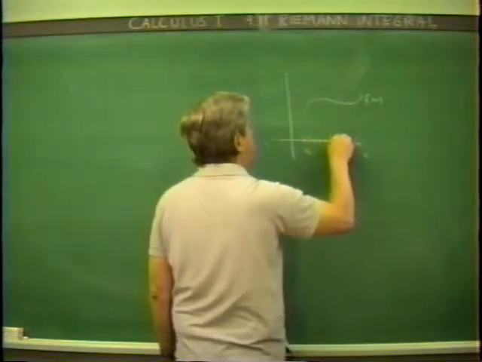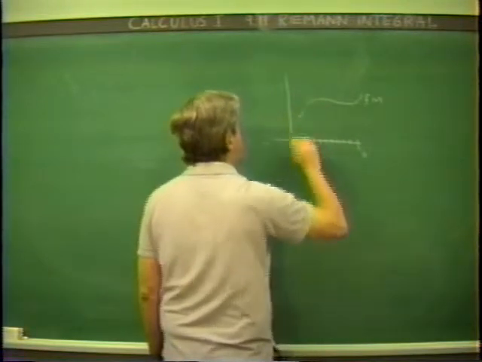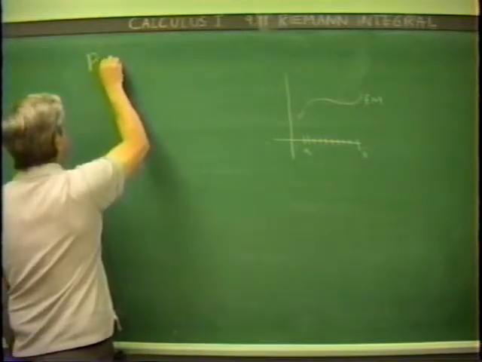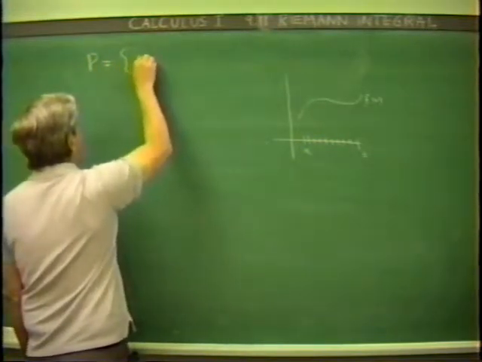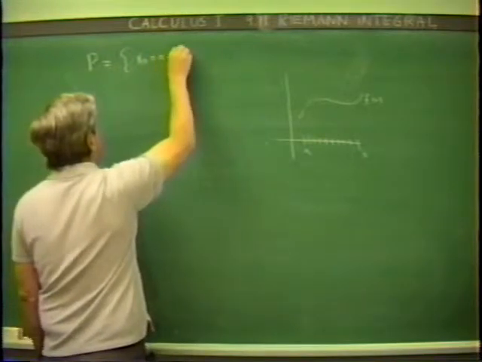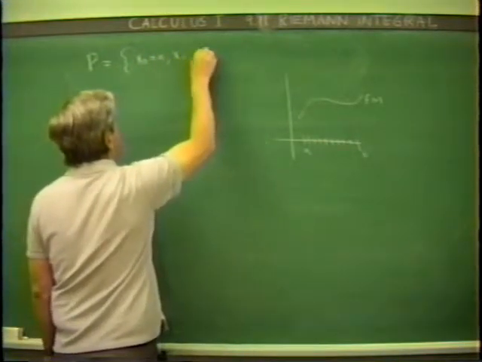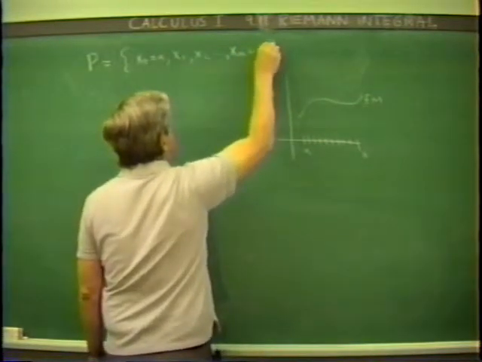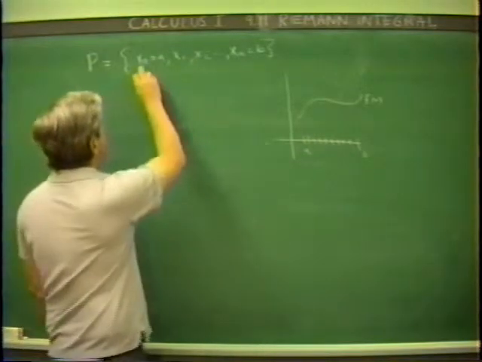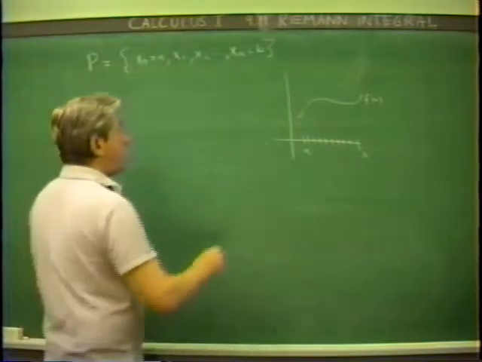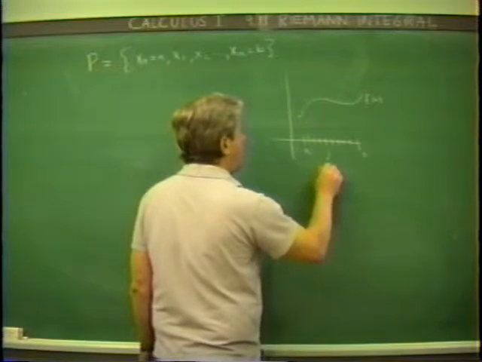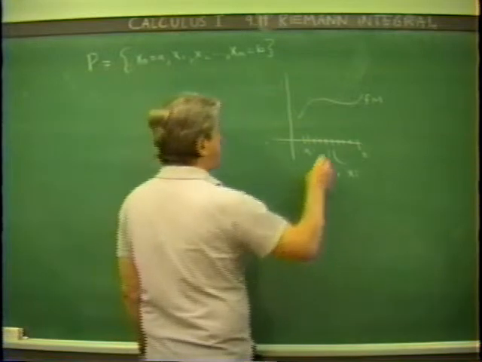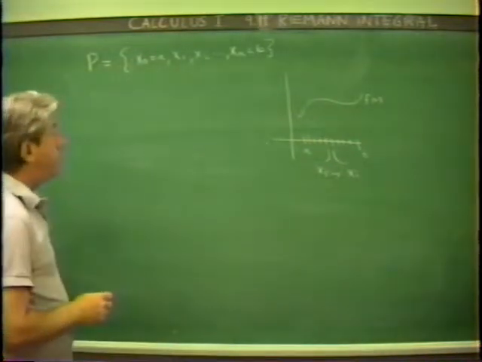taking a function f of x on an interval a, b, and partitioning the interval like so. So a partition P is going to be a collection x0, which is a, x1, x2, up through xn, which is b, with each one of these less than the next. The general elements in here are going to be the (i minus 1)st and the ith.